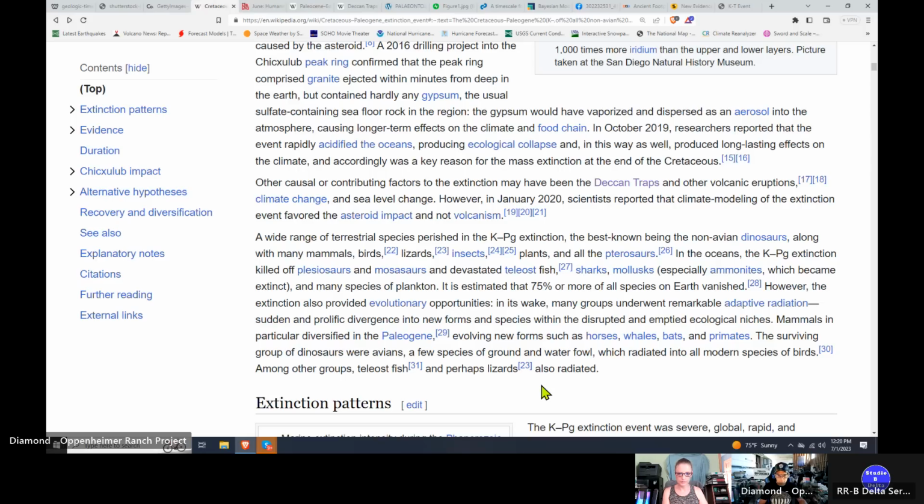It's huge. So this was a bad thing, but what it does is provide evolutionary opportunities, which always occur during these events. Many groups underwent remarkable adaptive radiation, sudden and prolific divergence into new forms and species within the disrupted and emptied ecological niches. Mammals, in particular, diversified in the Paleogene. So had this mass extinction, this whole sequence of events, not happened, you and I would not be here.